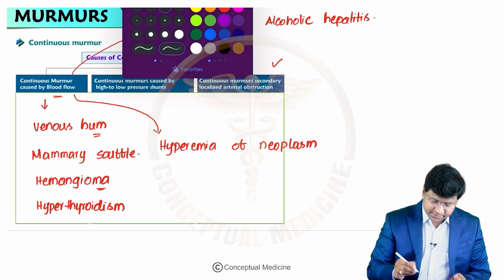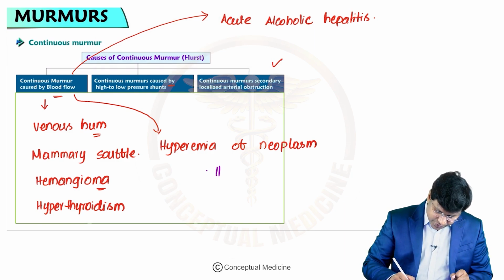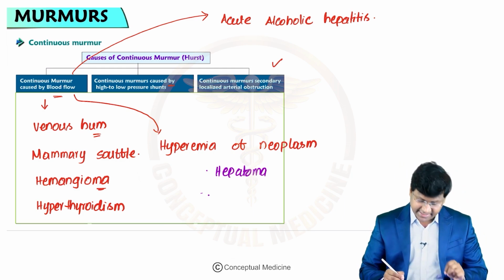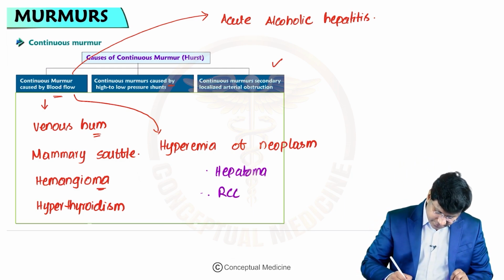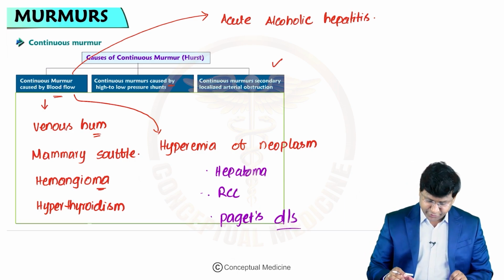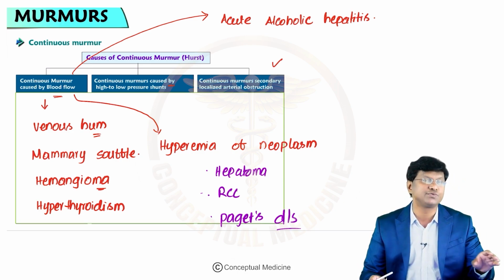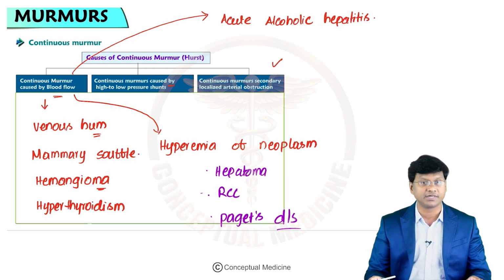And what are the examples of the hyperemia of neoplasm? That includes hepatoma. Number 2, renal cell carcinoma. Number 3, Paget's disease. So these are the neoplasms wherein there will be a continuous murmur which is caused by increased flow of the blood across these particular organs.